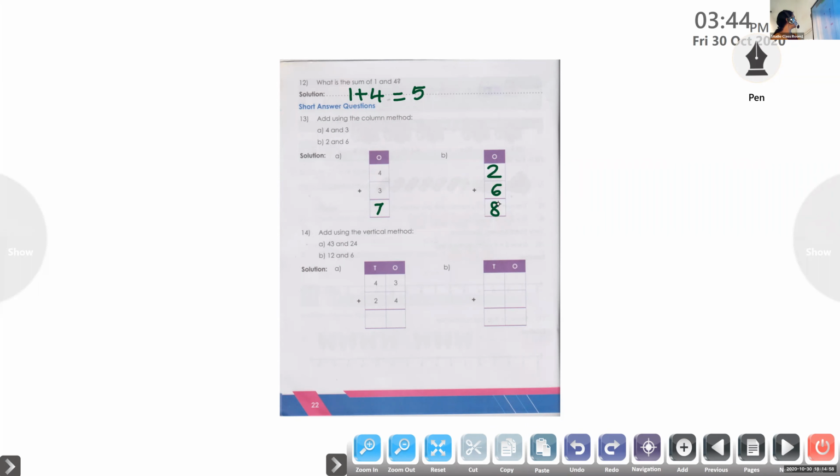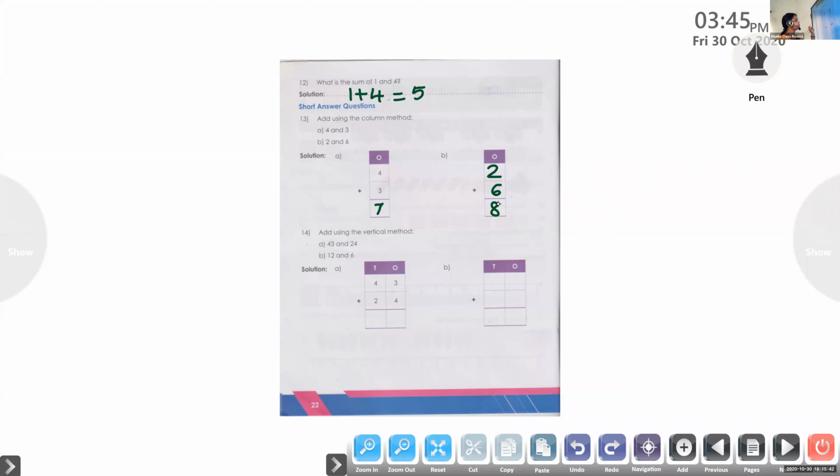And next we have question number 14. Evina, read the question. Add using the vertical method. What is the first question we have?